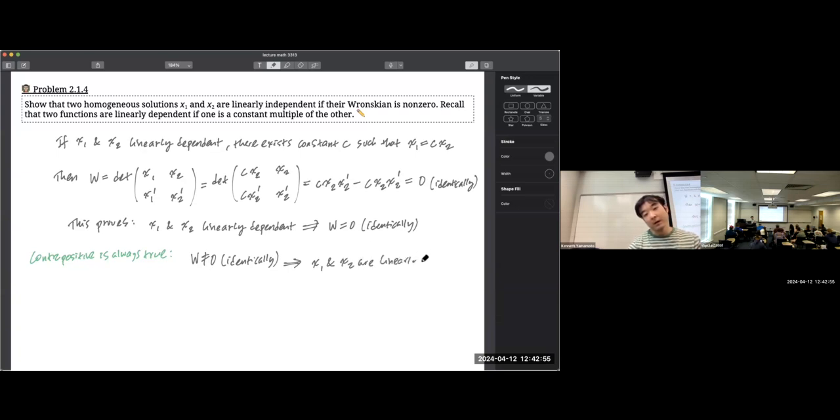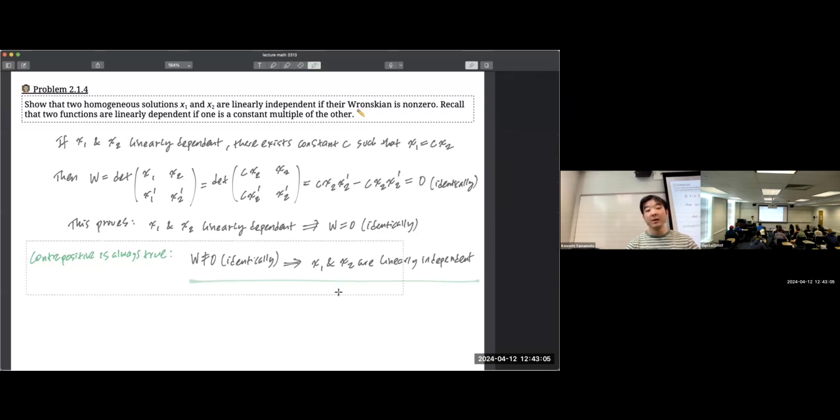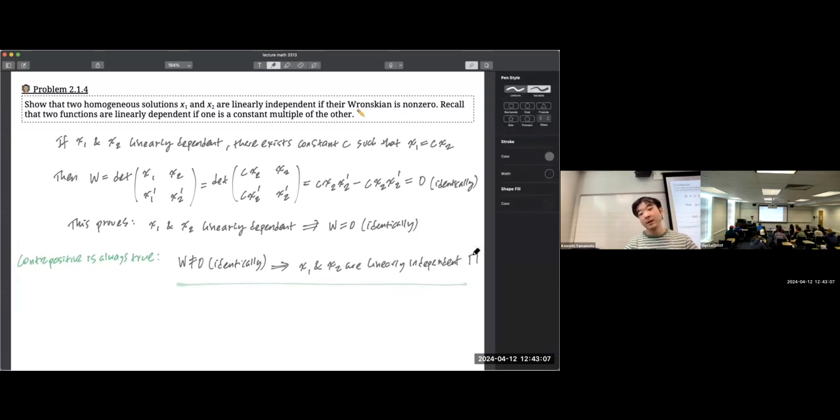Linearly independent means that they're not constant multiples. And that's exactly what we wanted to prove. So the contrapositive of what we just did proves the statement we wanted. So this is the end. This is just saying that to show that two homogeneous solutions are linearly independent, check that their Wronskian is non-zero. So if the Wronskian is non-zero, that implies that x1 and x2 are linearly independent. This proves the statement we wanted. I just proved the contrapositive, but the contrapositive of a true statement is always true.